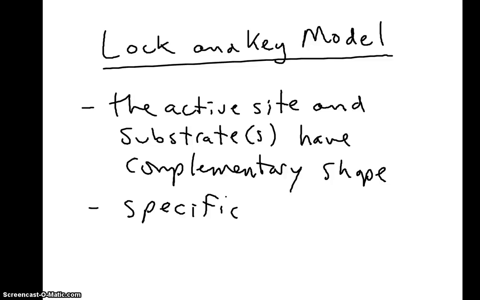So we talked a little bit about it, but here it is. The enzyme substrate complex works by something called the lock and key model. The active site and the substrate or substrates have complementary shapes. They fit together kind of like your hand in a glove. And the key thing here is they're very specific. For the most part, it's one enzyme, one substrate. They don't work for more than one.